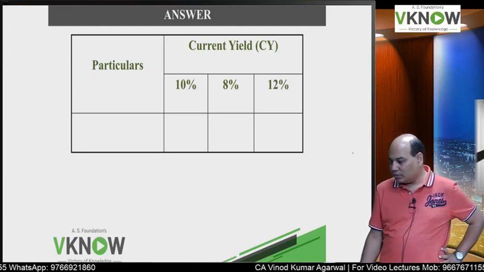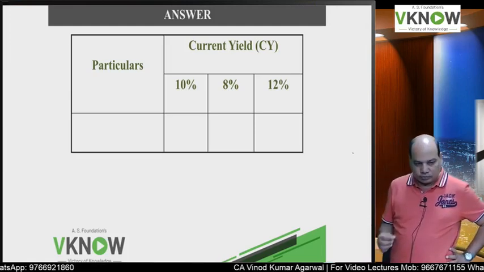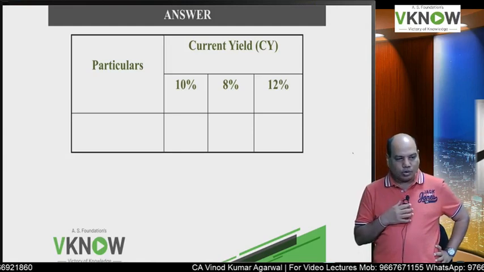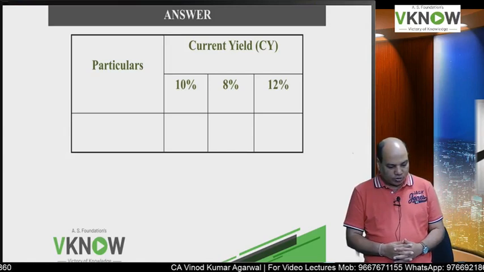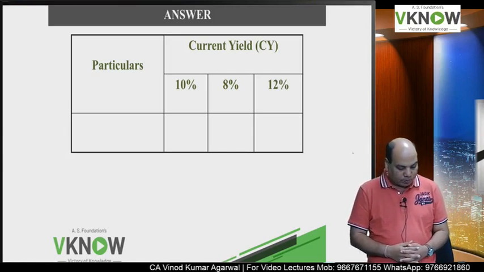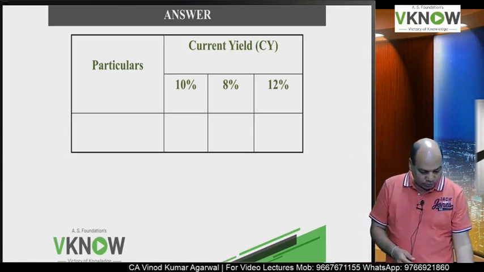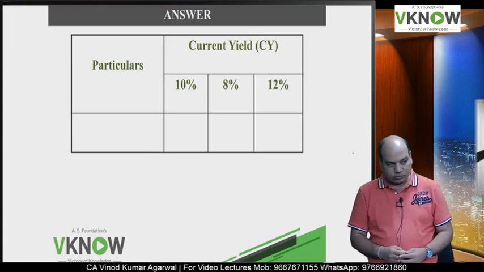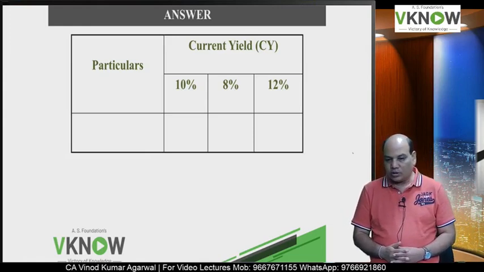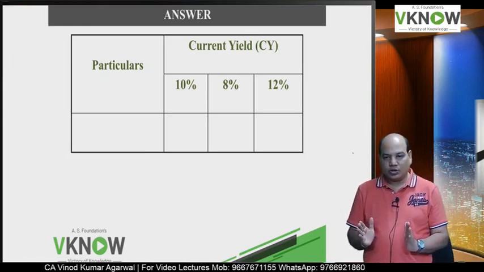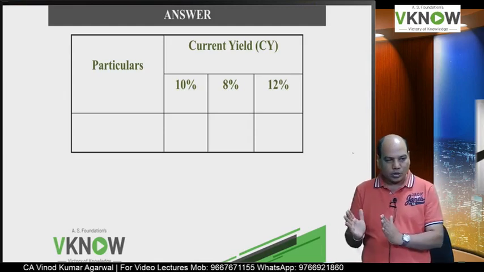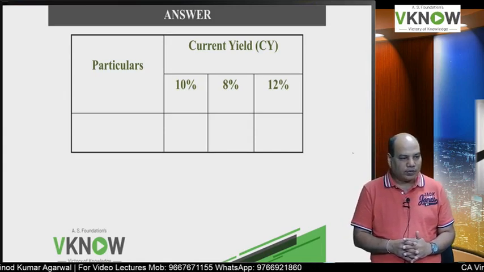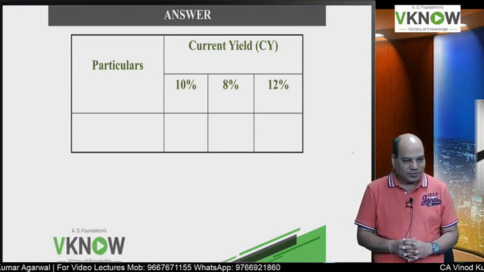So write down the heading, calculation of present value of perpetual bond. Draw this table. You are given 3 situations. Current yield 10%, 8%, 12%. Okay, so I am going to solve in a tabular format to save our time and space also.